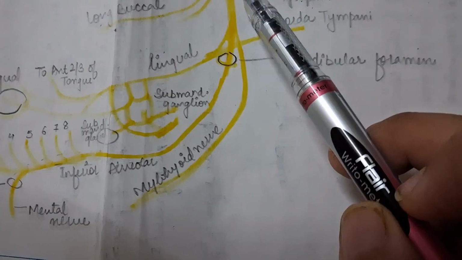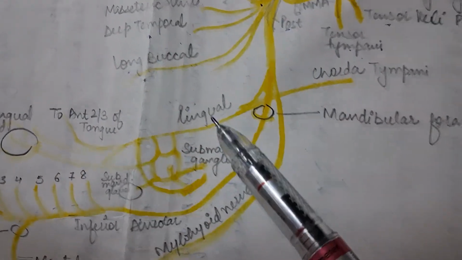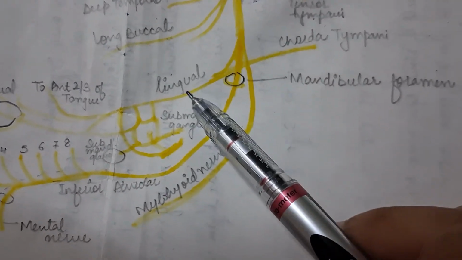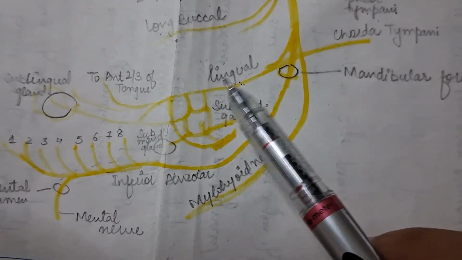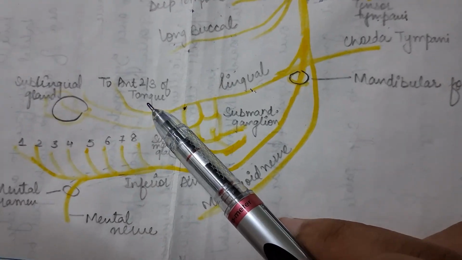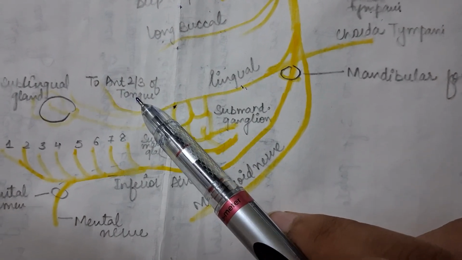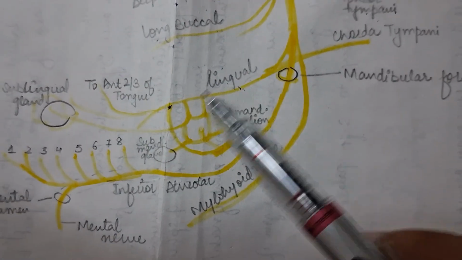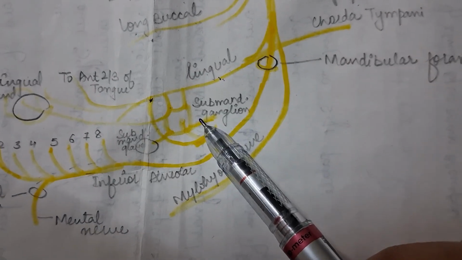Moving on to the next branches of the posterior division. The next branch is the lingual nerve. It is the shortest branch of the posterior division of the mandibular nerve. The lingual nerve supplies the anterior 2/3 of the tongue. It is a sensory branch which supplies the anterior 2/3 of the tongue, and the associated ganglion is the submandibular ganglion.